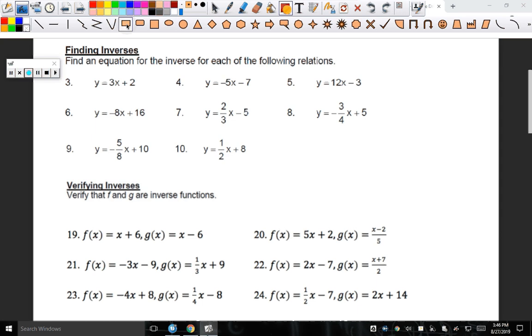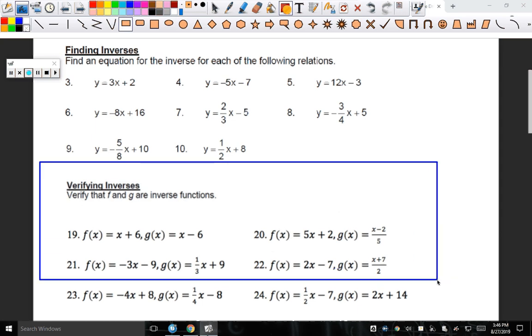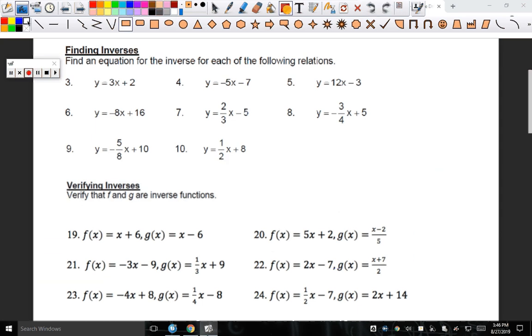This isn't going to be on the quiz. This will not be on the quiz. Today's lesson is not on the quiz. Everything else before that for sure is.